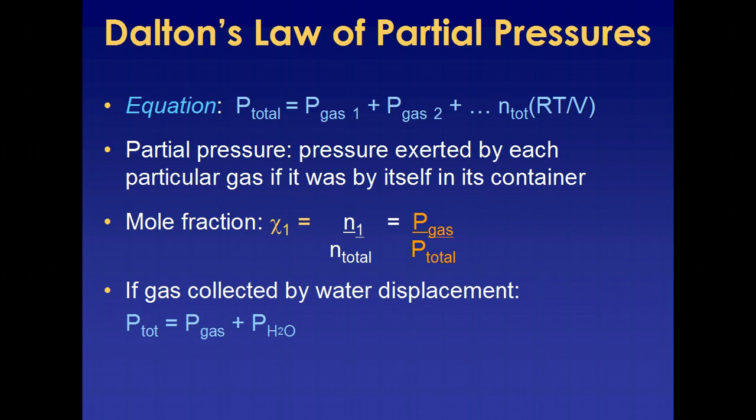Dalton's law is that the total pressure is equal to the sum of the individual gases' partial pressures. And again, you can get any of those gases' partial pressures if you know how much of the gas you have, its quantity in moles, times the gas law constant and temperature in Kelvin, divided by the volume in liters.